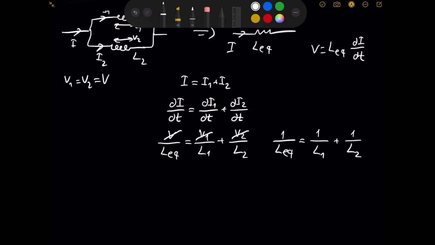So if there were n inductors in parallel, you would do 1 over the equivalent inductance equals the sum of all of them, like so. Okay? So this is it.